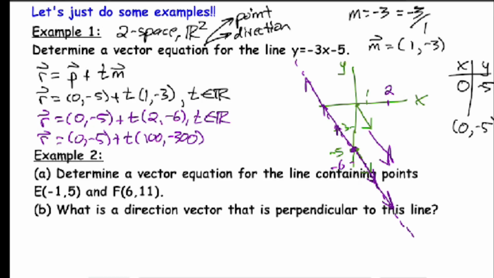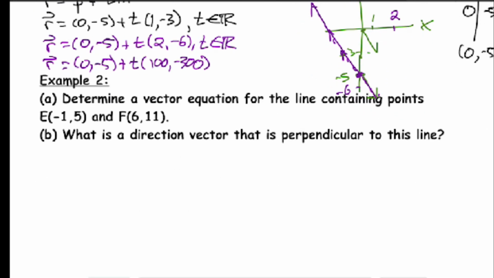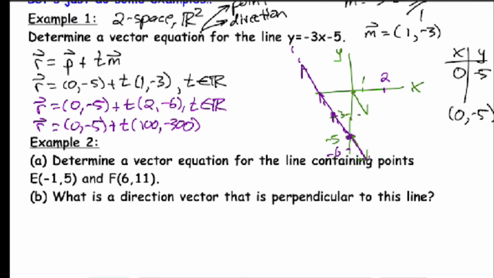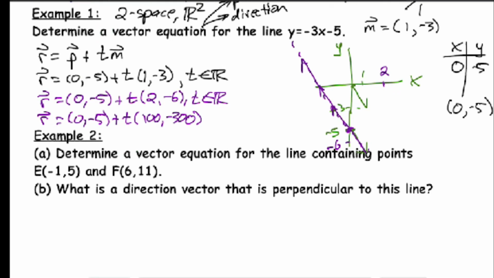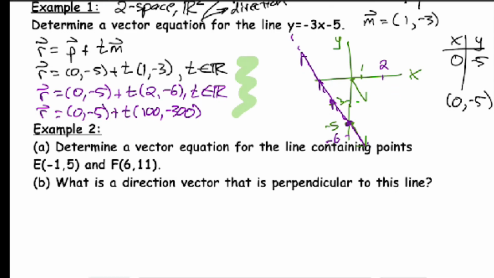All right, cool. Let's take a look at example 2. Just tidy this up a little bit so we're not taking up too much space here. I think I erased a little bit too much there. That looks about right. Notice it doesn't say, determine the vector equation. It says determine a vector equation. So there's more than one possible way of doing these things.